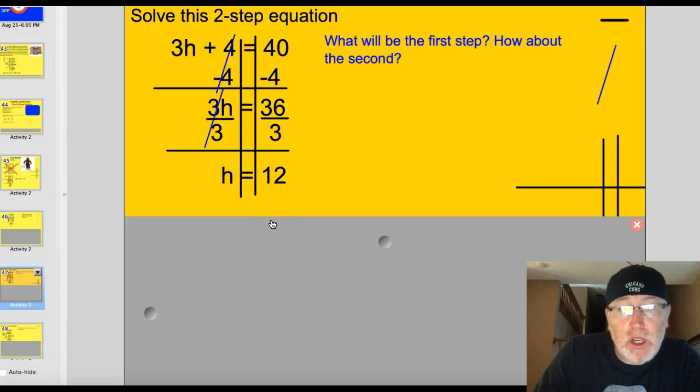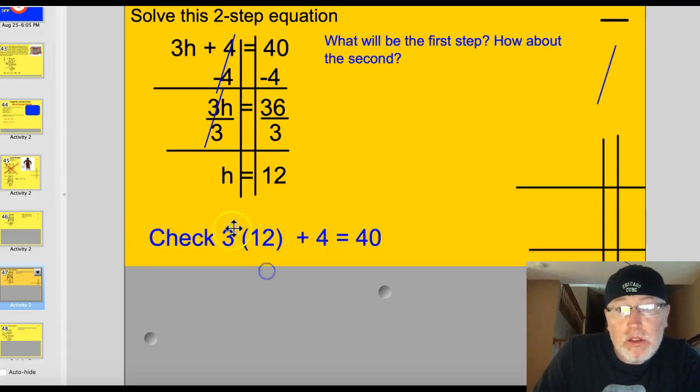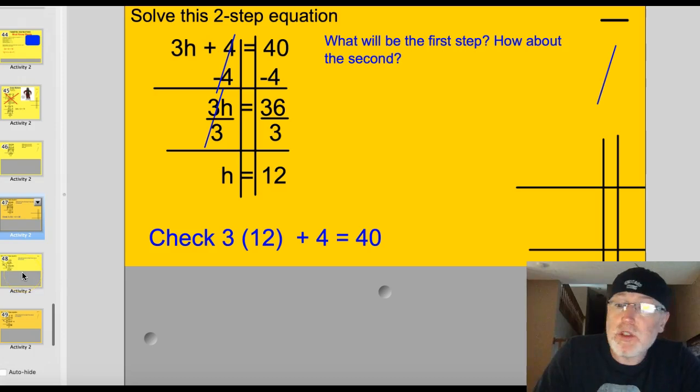You certainly can use a calculator on these as well. See if it checks out. 3 times 12, 36, plus 4, 40. Great. That wasn't so bad, was it?